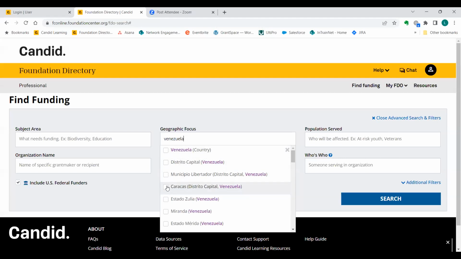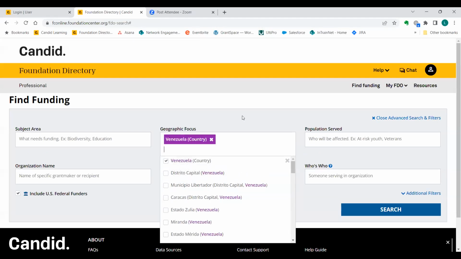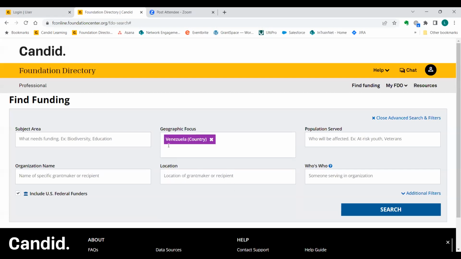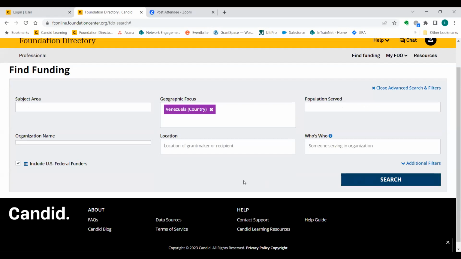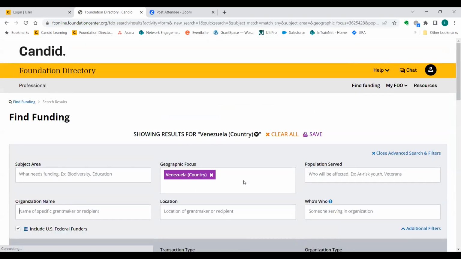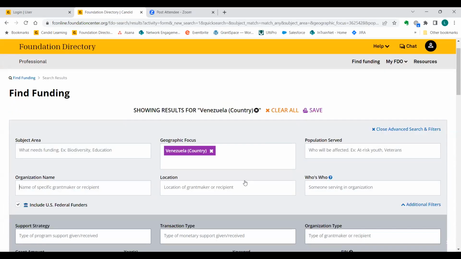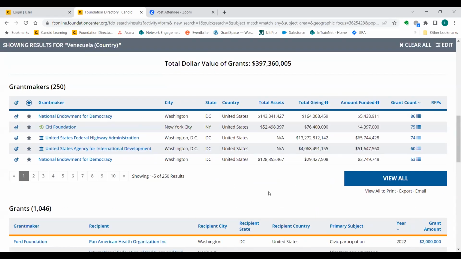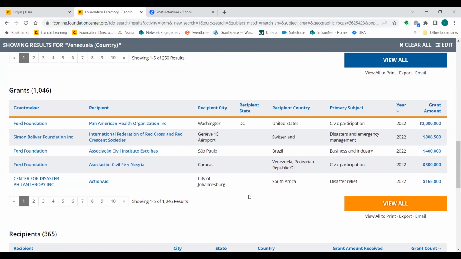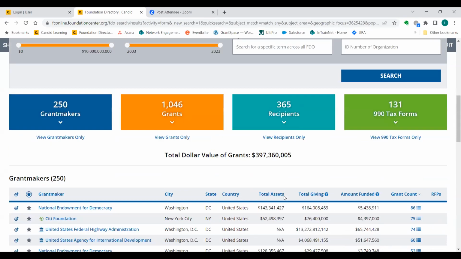So yeah, Caracas is in there, Venezuela is in there. I don't know how many funders are going that specifically say they're interested in that, but let's just try that search. So if you change the geographic focus, you can change it to any country you want. You can change it to a specific city. So yes, there are 250 grant makers who have made grants in Venezuela at some point.